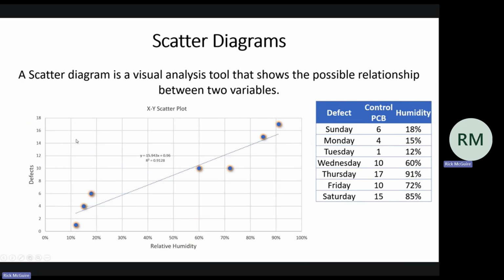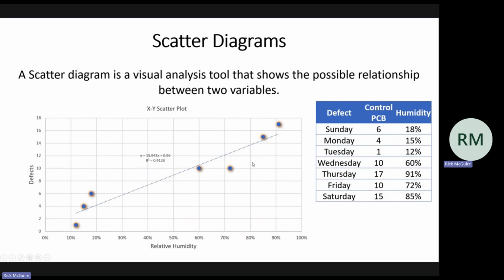Now, the way this scatter diagram works, or you might hear this called an XY scatter plot, is here on the x-axis, we put our controllable variable, our independent variable, and then on the y-axis, we put our response variable. So here we believe that relative humidity is the independent variable that is affecting our response variable, which is defects. And you can see here that there appears to be some relationship between PCB failures and humidity.